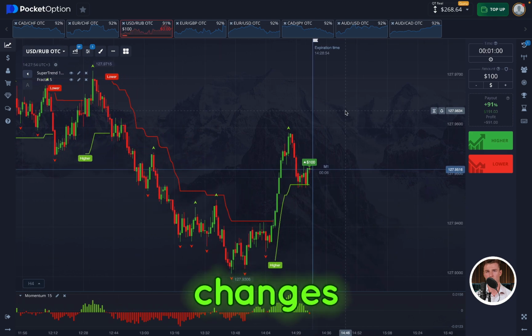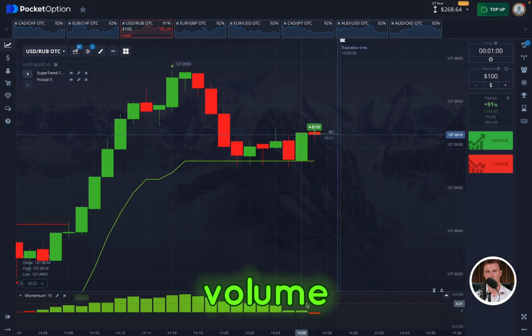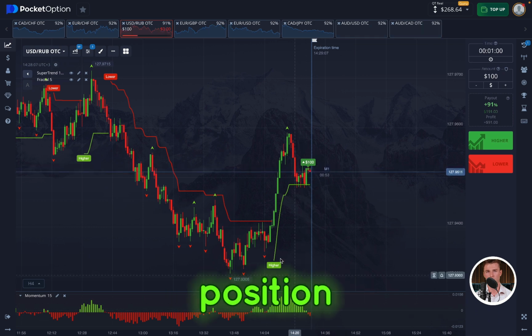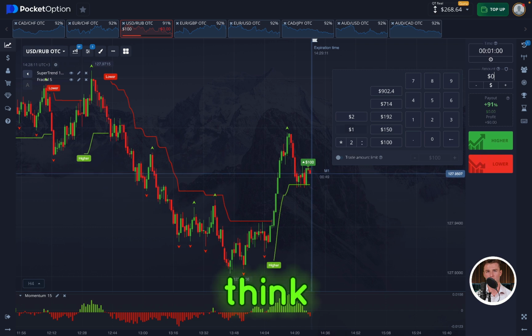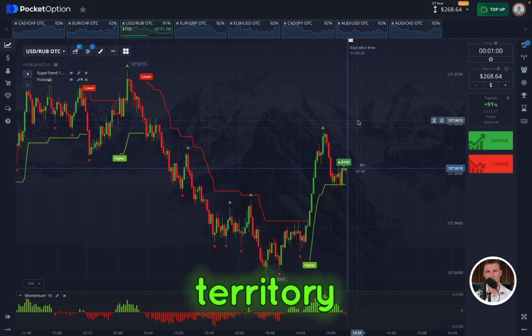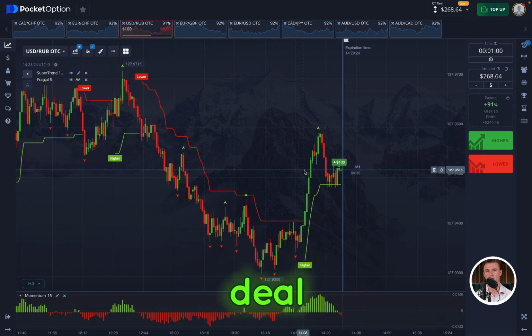So there are slight changes on my oscillator, possible volume color changes and volume movement on its histogram, but the super trend position shows an upward trend. So I think there is potential for further upward movement. And if I close this position in negative territory, I will open an additional deal in general.